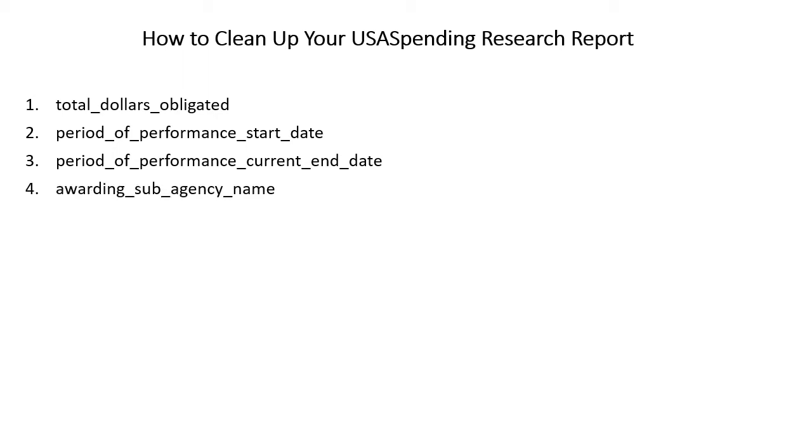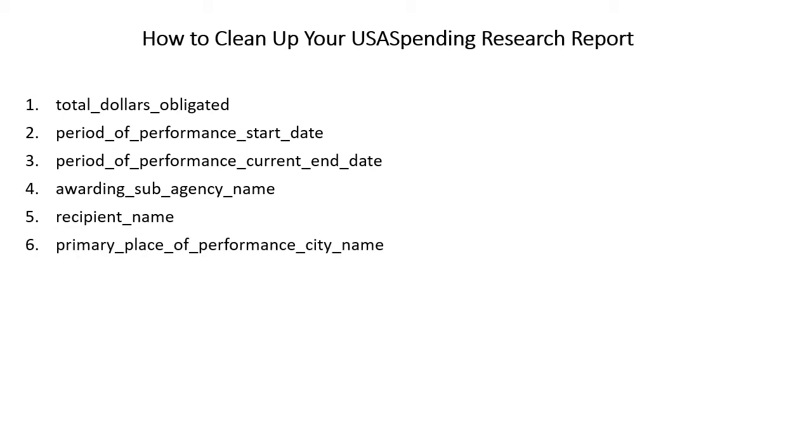Then number 4, awarding sub-agency name. That is so important. You need to know who the federal agency is that is buying from you or will buy from you. That's the most important thing, isn't it? Number 5, recipient name. This is your competitor. Sometimes you want to know this, sometimes you don't really care, but this is your competitor.